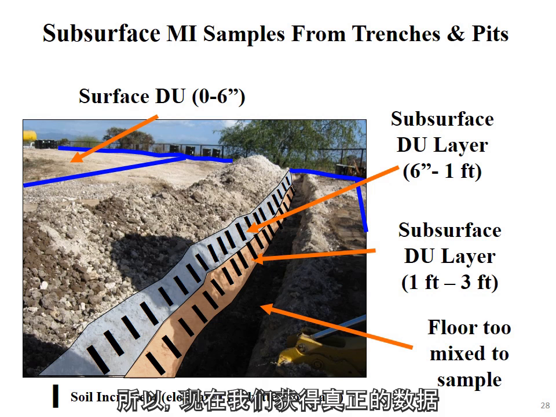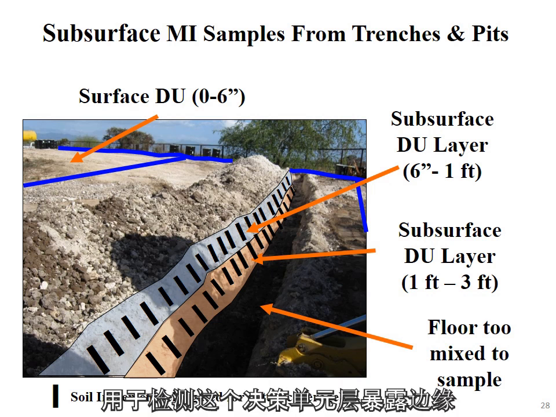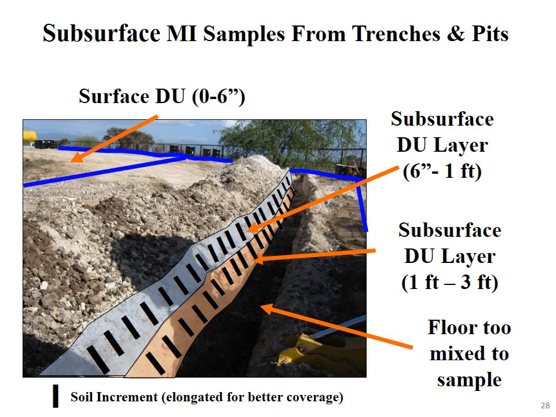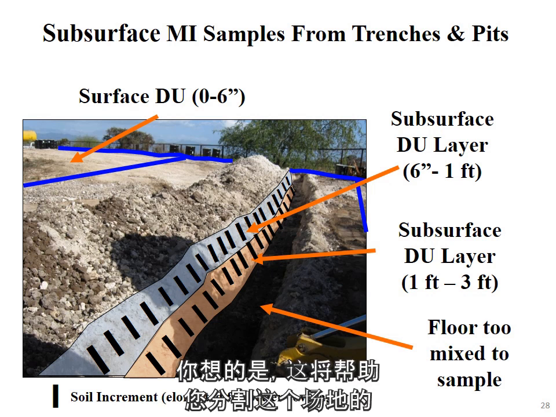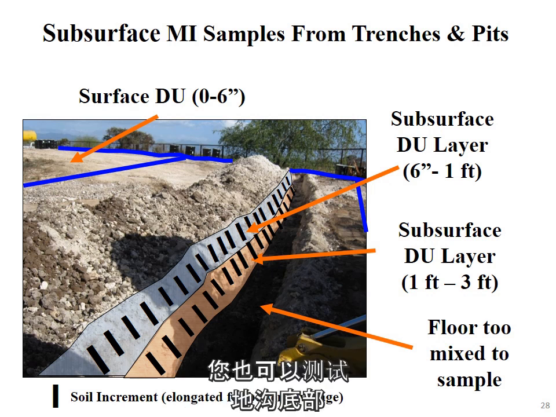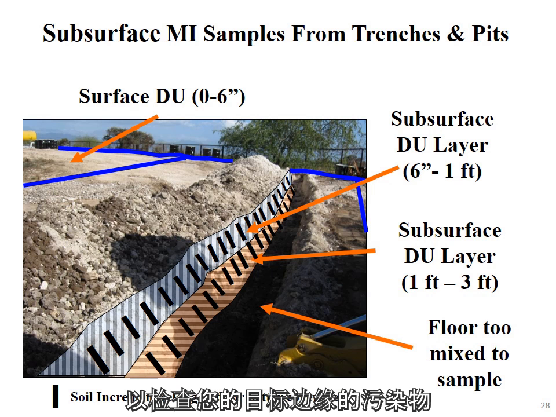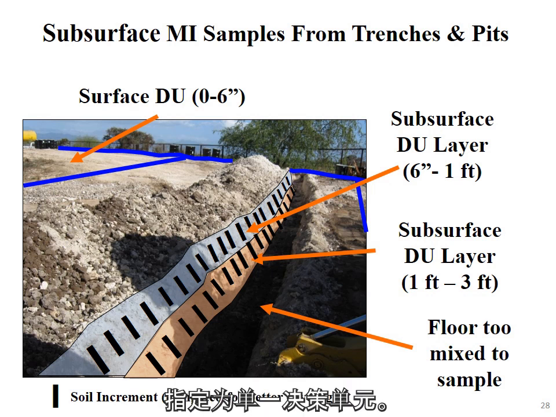So now we get really good data for that exposed edge of this DU layer tested for arsenic and dioxin. Same thing right below that. Ideally, this would help you isolate the depth of contamination at the site. You could also test the bottom of trenches for your targeted contaminants, just designate it as a single decision unit.